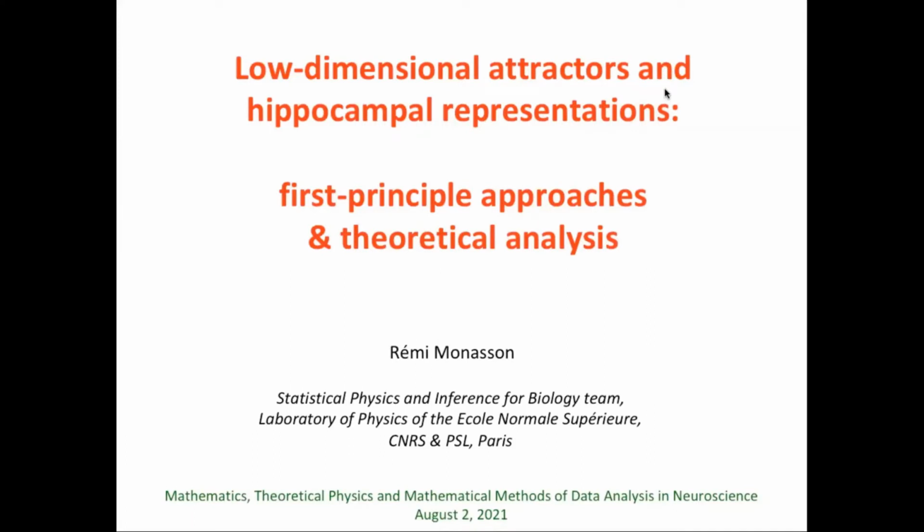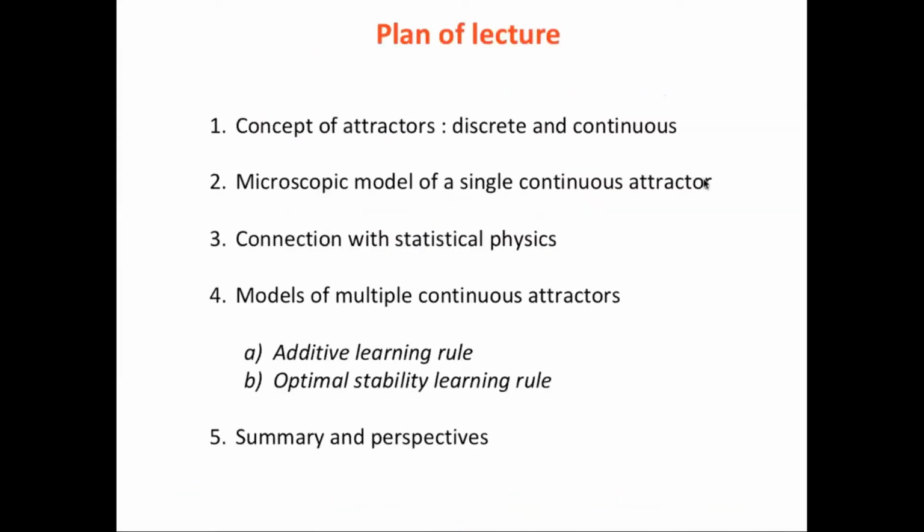This lecture will be complemented tomorrow by another lecture on related issues, and I will introduce them later in a few slides. So what is the plan today? I'm going first to discuss briefly, as an introduction, the concept of attractors, going from discrete to continuous attractors. Then I'm going to introduce some very simple microscopic model for a single continuous attractor, how that works, and how it is connected to well-known models for the liquid-gas transition in statistical physics.